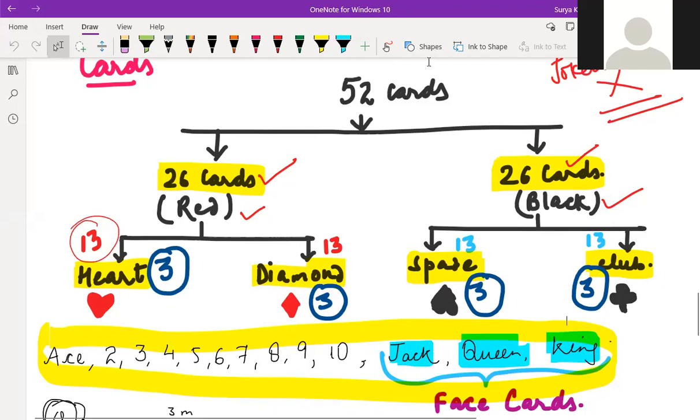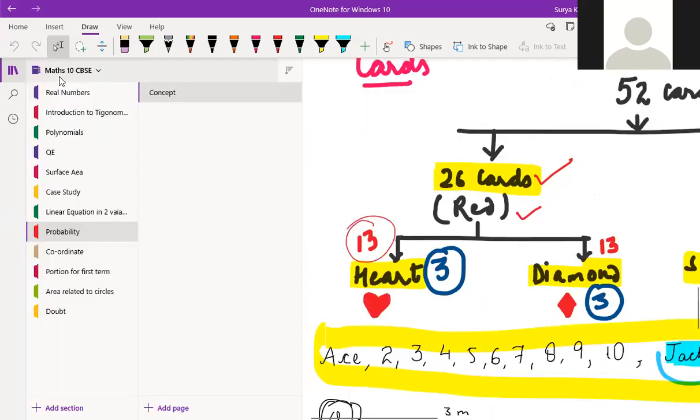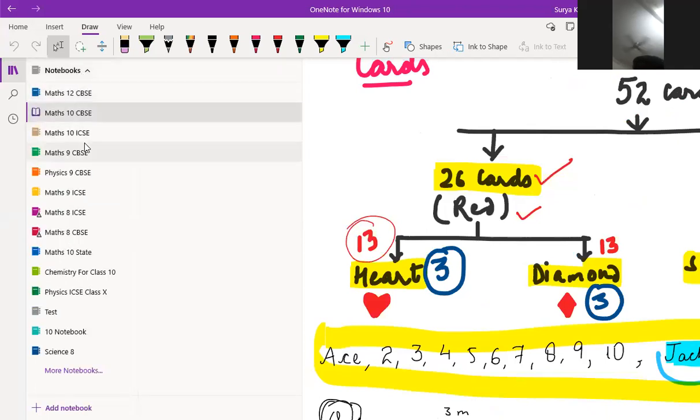Okay, children, the concept part is clear. Shall we start a few questions now? Yes, sir. Sir, and you do the solution, sir. Okay, fine. So here I'll ask.